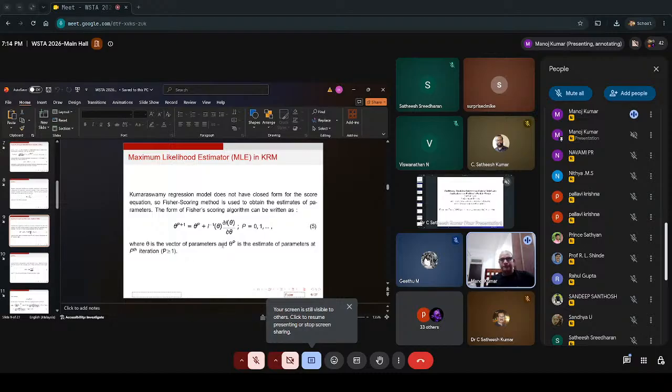Further, we come to the maximum likelihood estimator for the Kumaraswamy regression model. The Kumaraswamy regression model does not have a closed form for this equation. So as I mentioned earlier, we apply the Fisher scoring technique in order to obtain this estimator. In the Fisher scoring algorithm, theta is the parameter and theta to the power p is the estimate of the parameter, and we go for the pth iteration, where p is greater than or equal to 1.